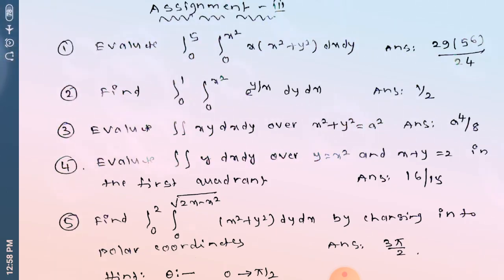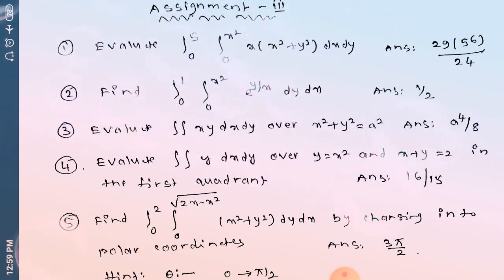Okay. Now coming to the second one, find the double integral 0 to 1, 0 to x square, e power y by x, dy dx. The same procedure applies. One integral involves real numbers, the second integral involves the x variable. So automatically the second integral is your y integral and the first one is the x integral. You do the integration first with respect to y, substituting the limits, then integrate with respect to x and substitute the limits. Very simple.